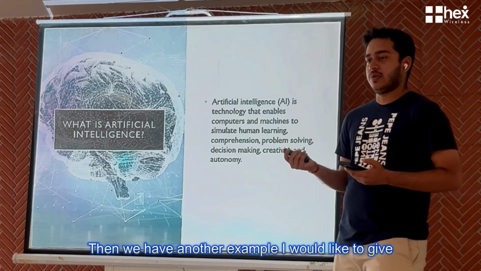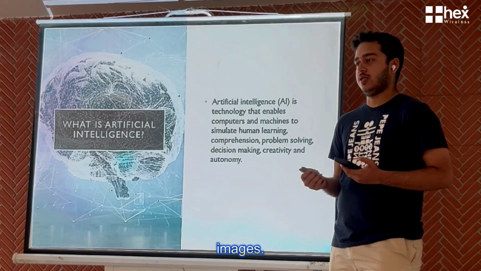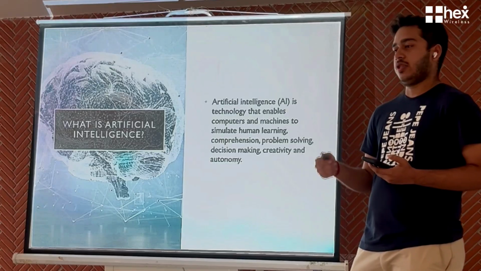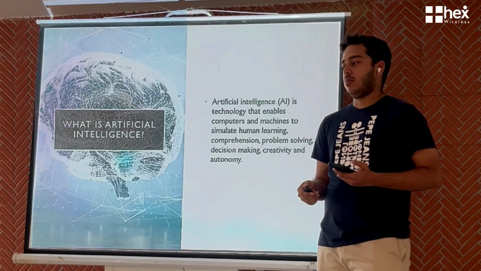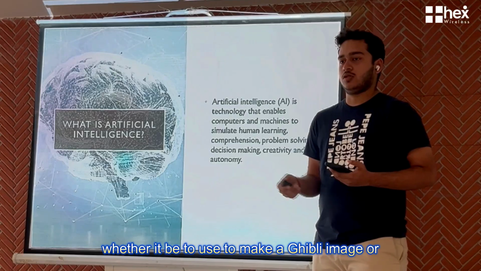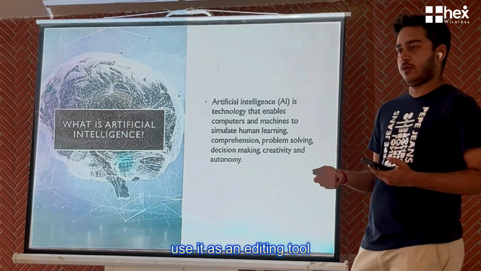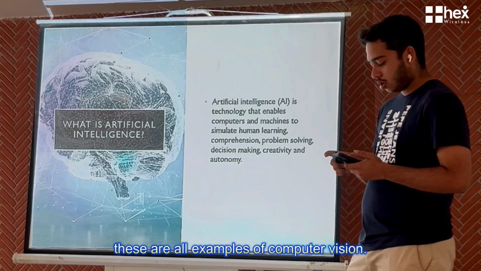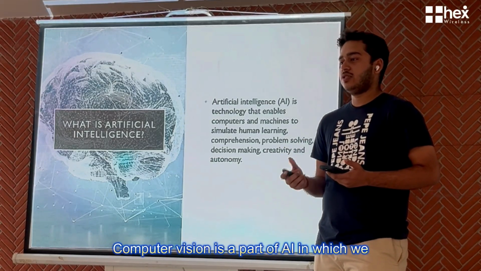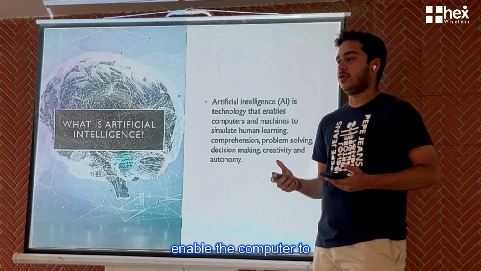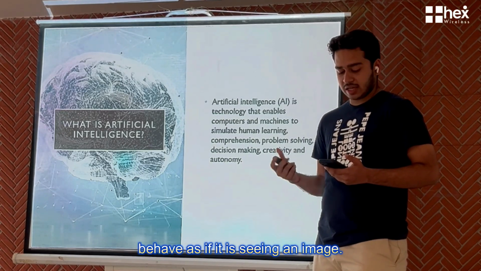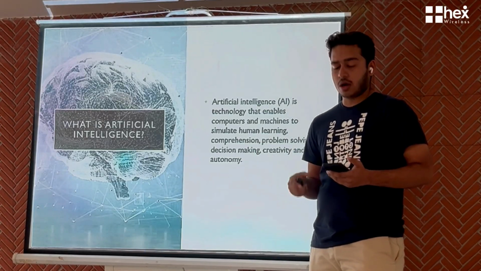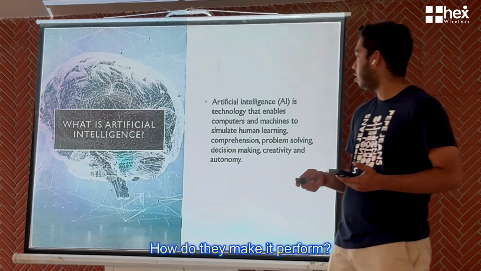Another example I would like to give is the example of images. You all must have used Nano Banana or DALL-E or the latest Gemini image models, whether it be to make a Ghibli image or use it as an editing tool. So these are all examples of computer vision. Computer vision is a part of AI in which we enable the computer to behave as if it is seeing an image. But as we know, a computer doesn't have eyes, so how do they perform it, right? How do they make it perform?